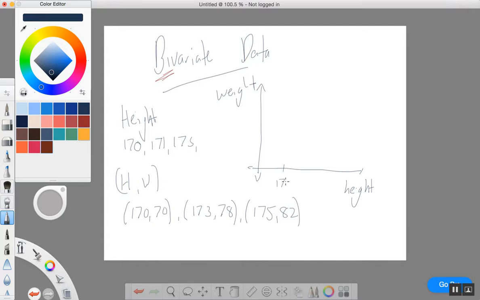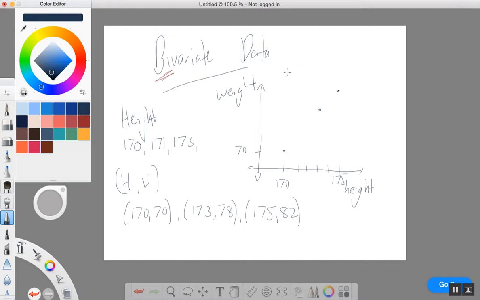If I have 170, my lowest weight was 70, my first data point would go there. Then next, let's go 171, 172, 173, 174, 175. 173 and 78 kilos might be up here. Then next guy, 175, 82, he might be up here. The whole point of this is looking at connecting my data somehow. Is there some pattern between the two? That's kind of the point.